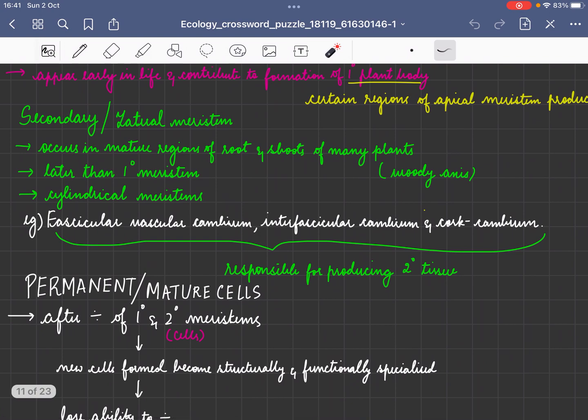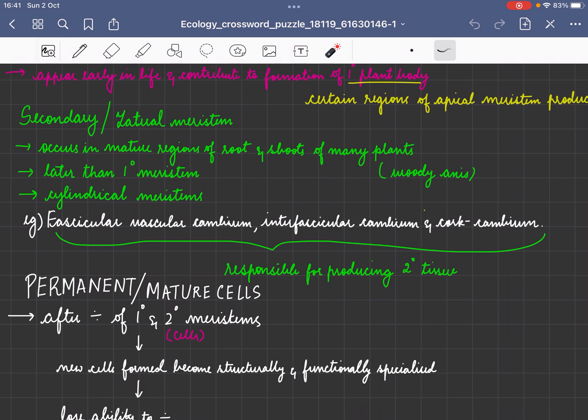Now, the secondary or lateral meristem. It occurs in mature regions of root and shoot of many plants. Basically, if you have seen secondary meristem, they are woody in nature. They are thick and have a woody axis, somewhat like this.